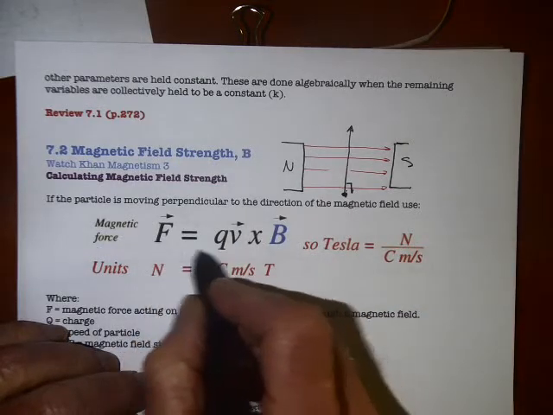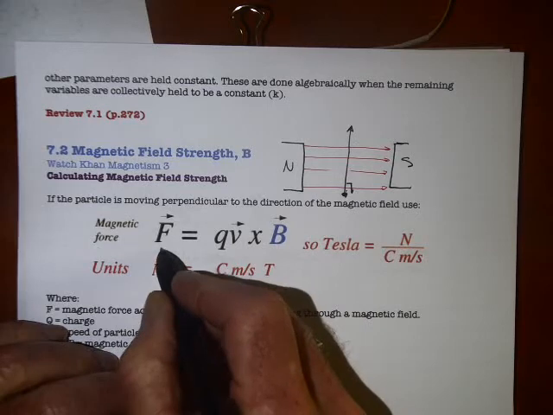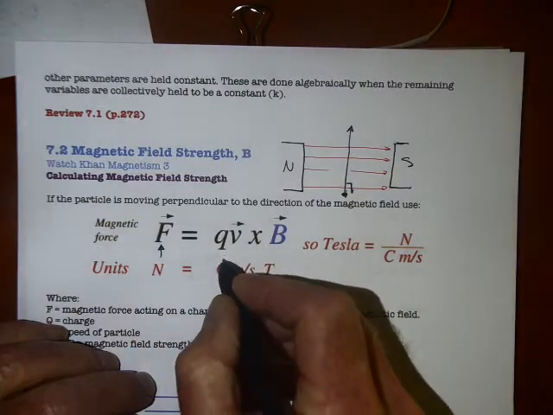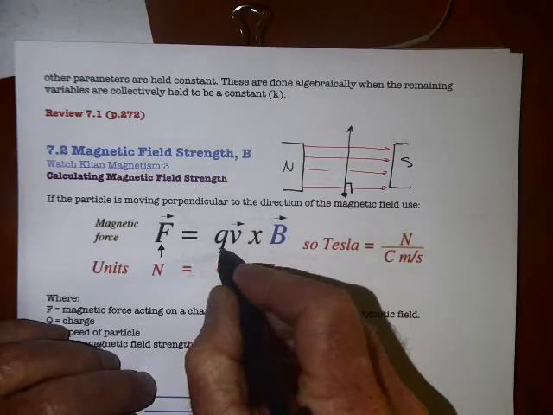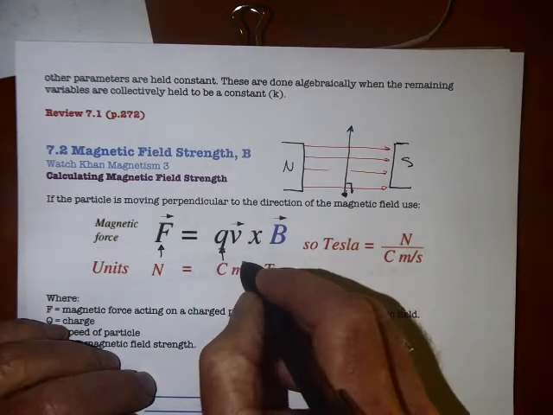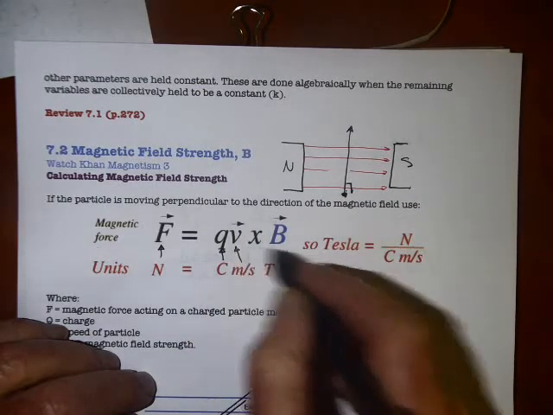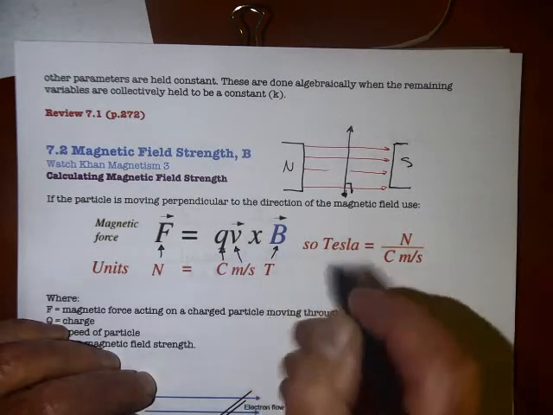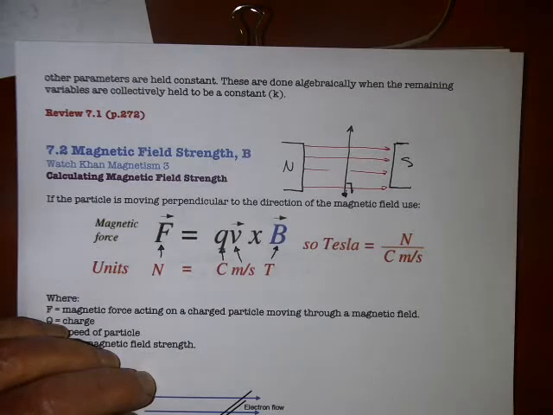In this equation, the unit of measurement for the force, of course, is always newtons. Charge is always measured in coulombs. The velocity is in meters per second, and the field strength is in Tesla.